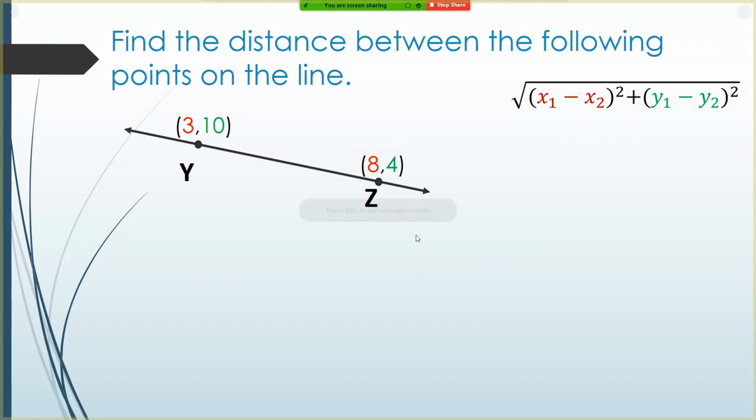A lot of times I make my students label the points. This is x1, this is y1. This is x2, this is y2. Then you take the formula, and instead of writing x1, we labeled x1, 3 is x1, so I'm going to put a 3 right there. Then instead of writing x2, I replace it with 8. So in the first set of parentheses, we're going to have 3 minus 8, still in parentheses squared, then we'll add our second set of parentheses that we'll look at in just a minute.